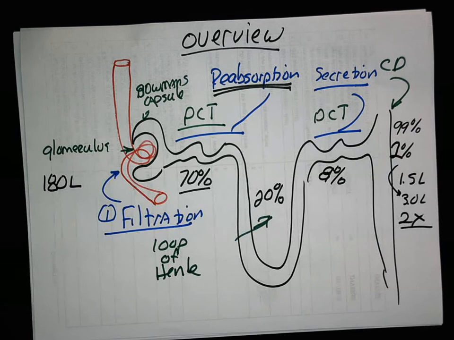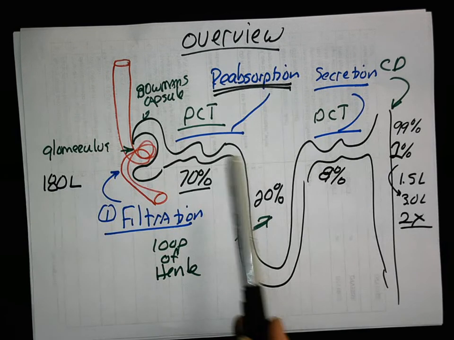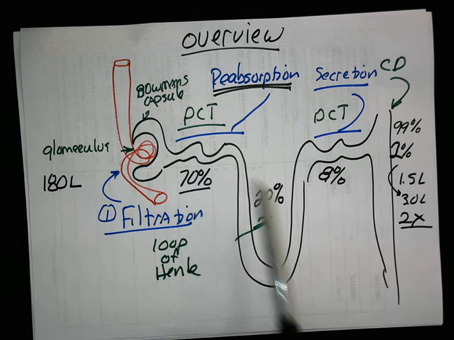Okay, do you understand the overview then of the nephron and how it works? When we come back from break, we'll look at the renal corpuscle, proximal tubule, loop of Henle, distal.